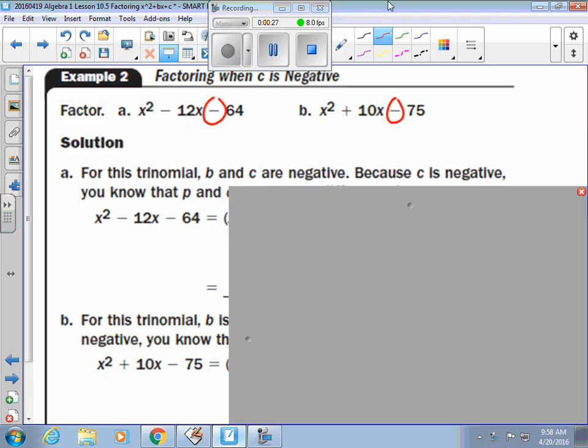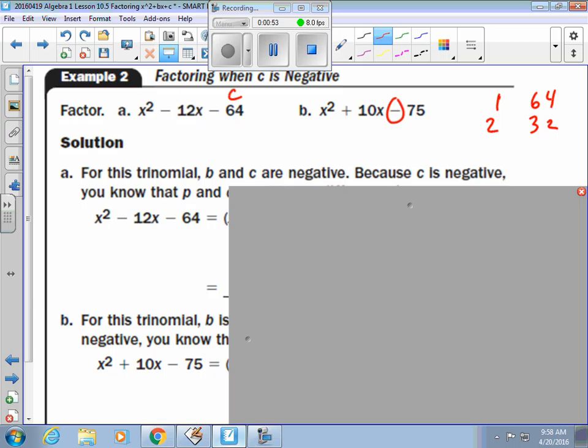What that tells us is that you have to subtract the numbers, and it also tells you that the signs are going to be different. So we have 64. Other than that, we're going to treat it exactly the same. We're going to factor out that c value, 64. So 1 times 64, 2 times 32.